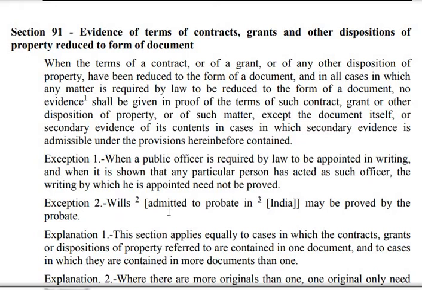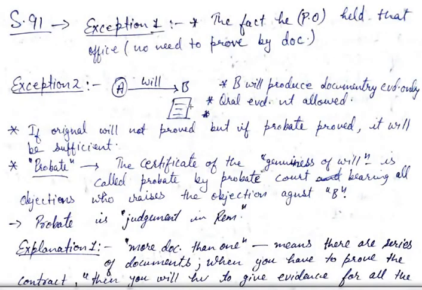Wills admitted to probate in India may be proved by the probate. अब suppose A makes a will for B, and it is the original will in A's handwriting. अब suppose tomorrow there is a dispute after the death of A. A has died, and since by the will B is having the property as per will, the whole of the property lies with B, and there is a dispute after the death of A.